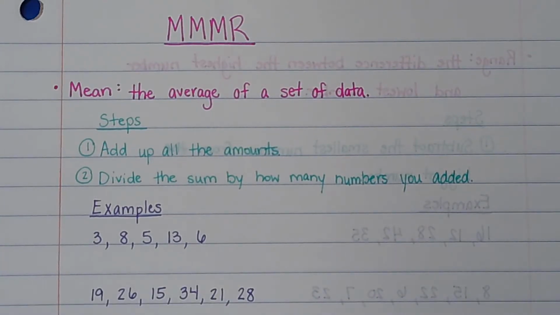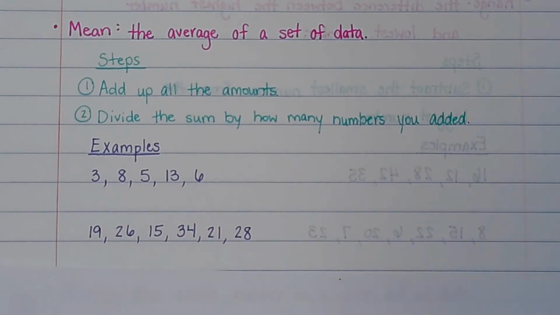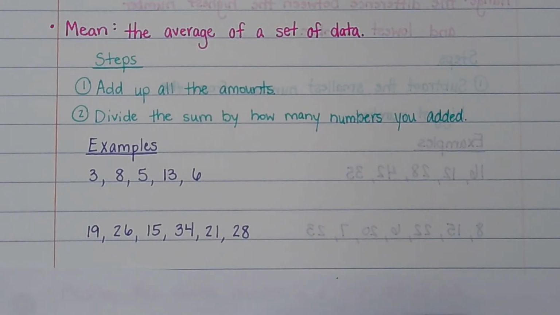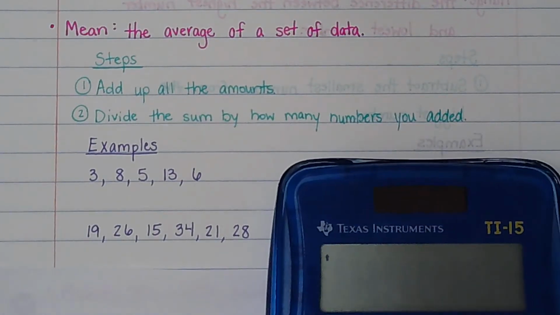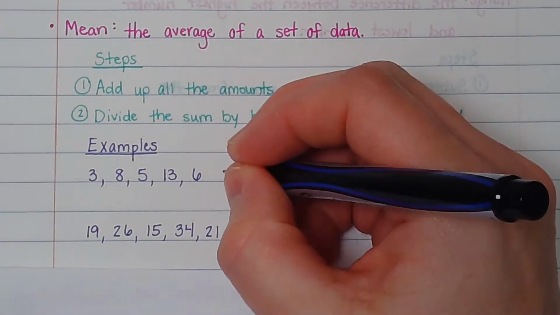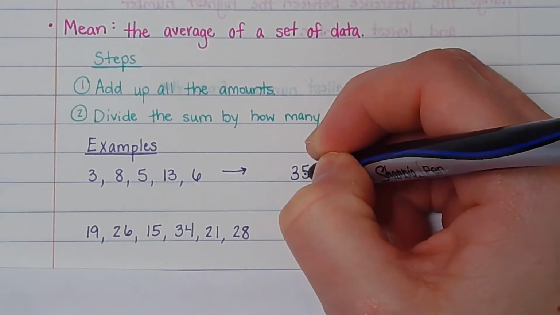All right, so we've got these numbers right here, and this will be calculator active, so you can certainly use your calculator for these problems. So like I said, our first step is to add them all up. So 3 plus 8 plus 5 plus 13 plus 6, and I get 35. So I'm going to put 35 over here so I don't forget it.